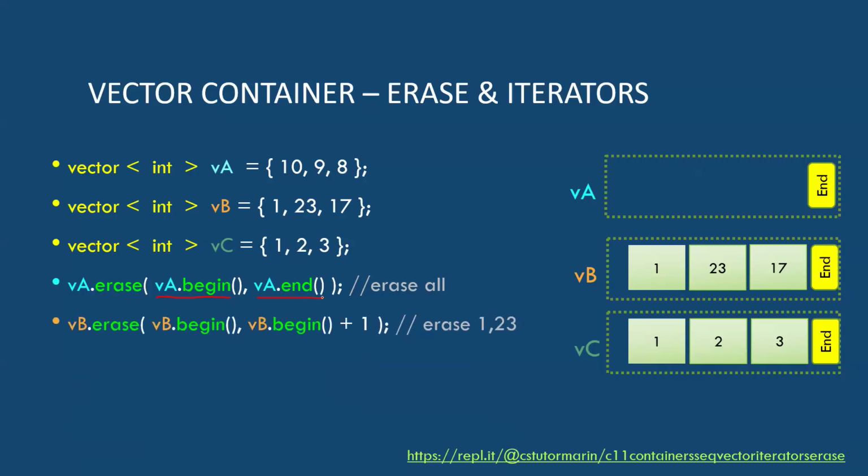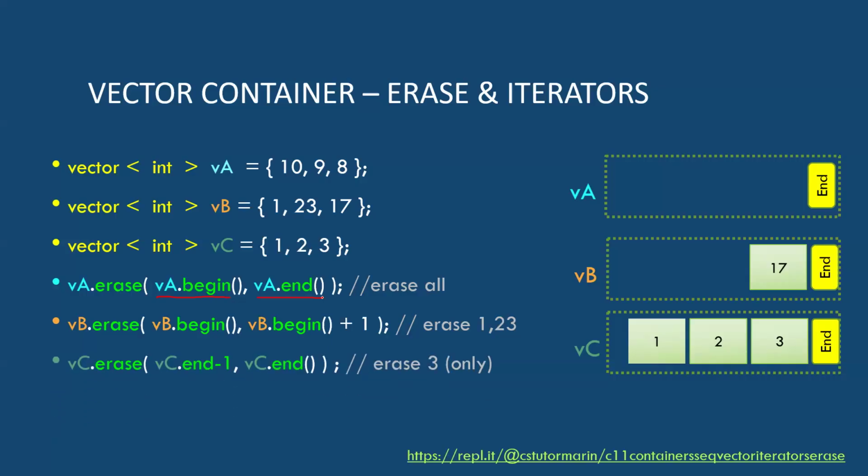Rather than numbers, I could also say erase from vb.begin to vb.begin plus 1. So we're saying erase the 1 and the 23 on that one. We're using our iterators and relative offsets to describe how we want to go about doing this. Or erase from the end minus 1 to the end. It's kind of like Python negative indexing. I could say, I just want to step back from the end by 1 and then erase all the way up to the end. So there's our erase.